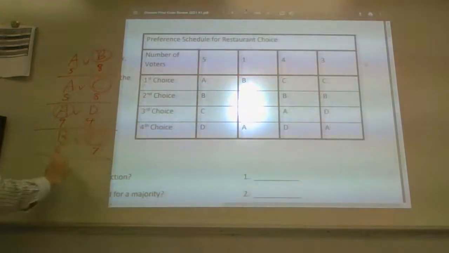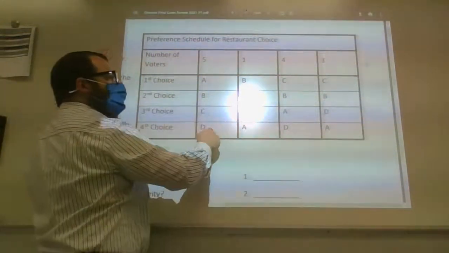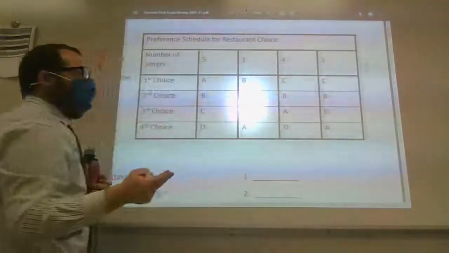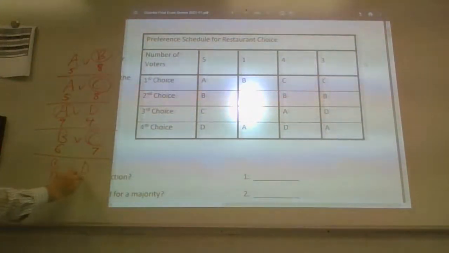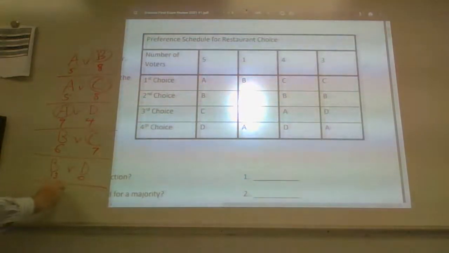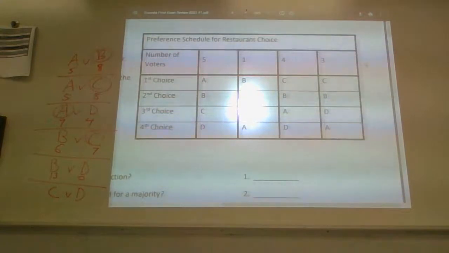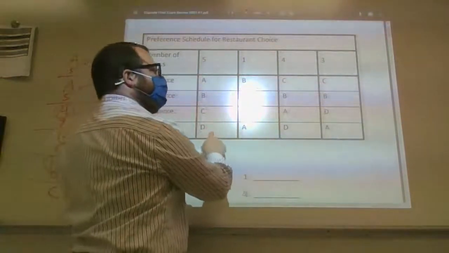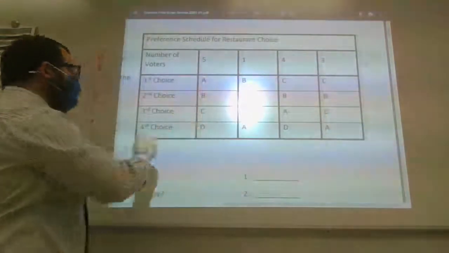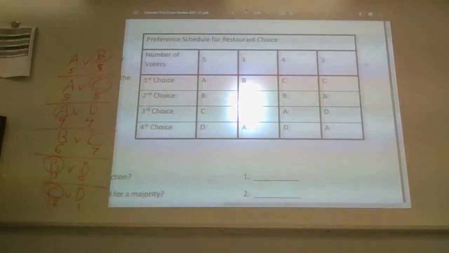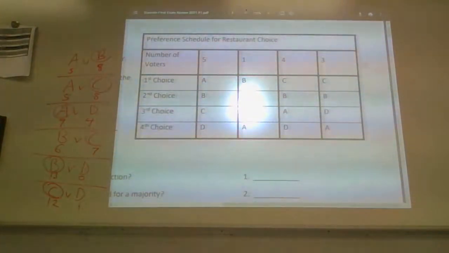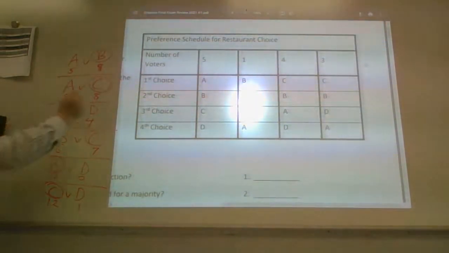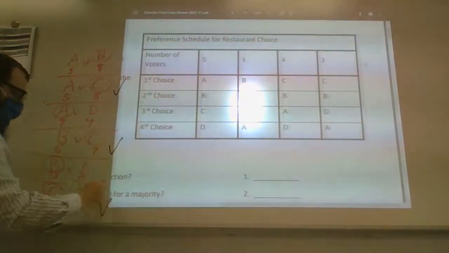B versus D. B wins every single one of those. So that's 13-0. And then finally, C versus D. If you just go through it systematically, you can figure out exactly what's going on here. C wins here, here, and here. So that's 12-1. The question then becomes, is there a Condorcet candidate? Yes, there is. It is Restaurant C. Restaurant C won every single head-to-head matchup.